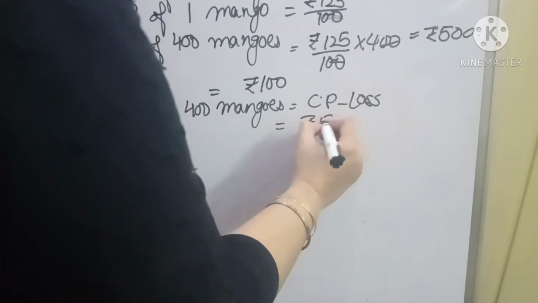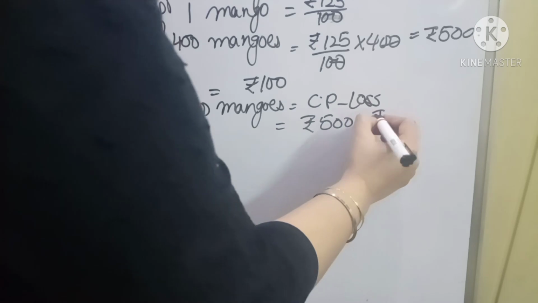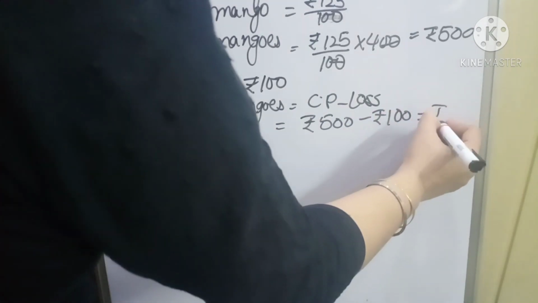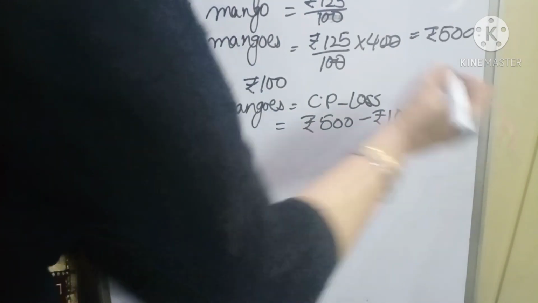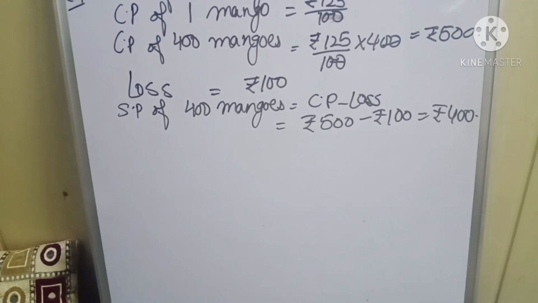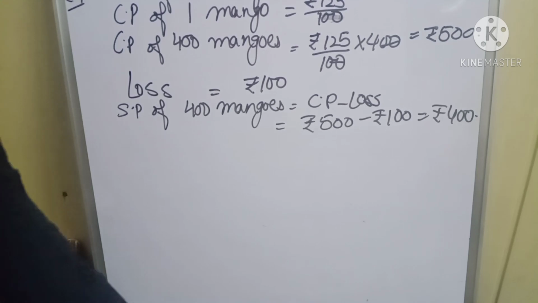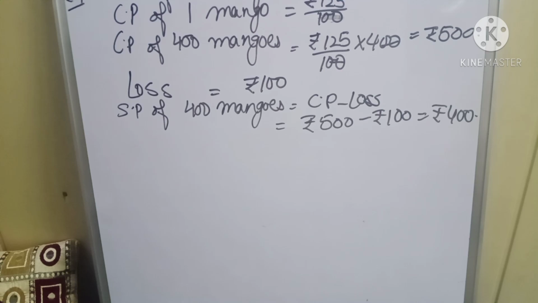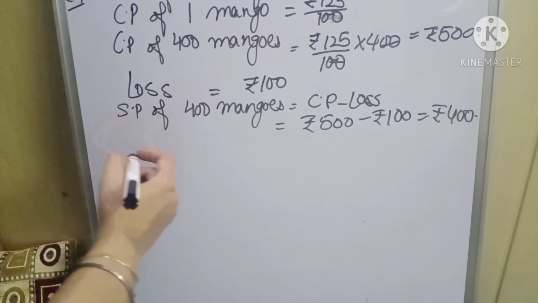CP is rupees 500, loss is rupees 100, that is equal to rupees 400. We were having the SP for 400 mangoes. Now, the question doesn't end here because they are asking SP of 1 dozen mango. How can we find? We find in the same way with the unitary method.